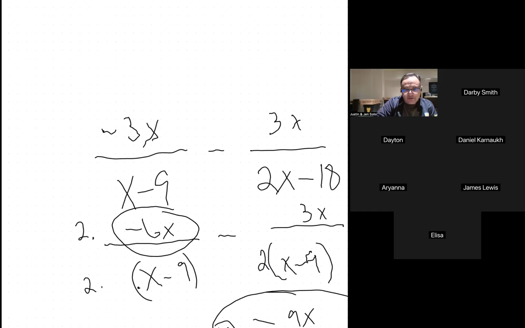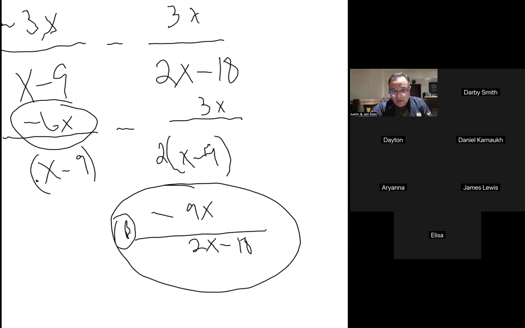-6x minus 3x is -9x, all over 2x minus 18, because you just redistribute that out. There's nothing else to reduce here because of the minus sign. The only thing you pull out is a 2, and the 9 and the 2 don't reduce down. So leave it like it is. Letter B is your final answer.